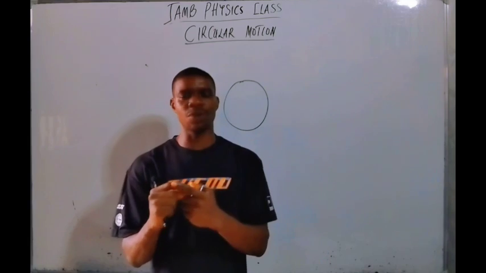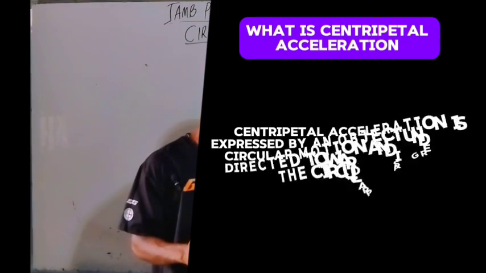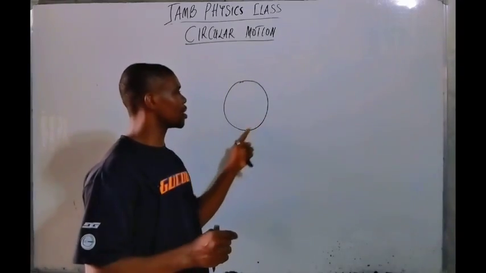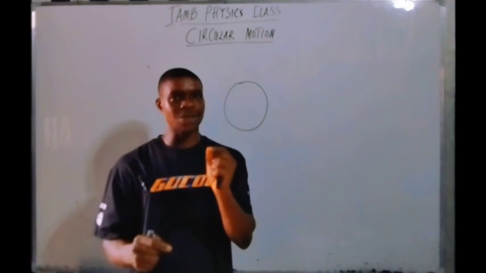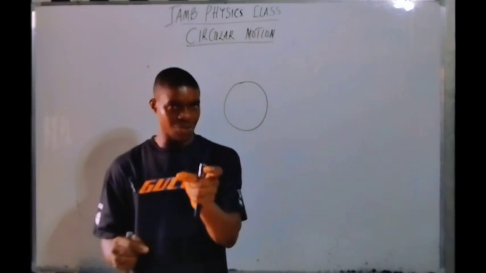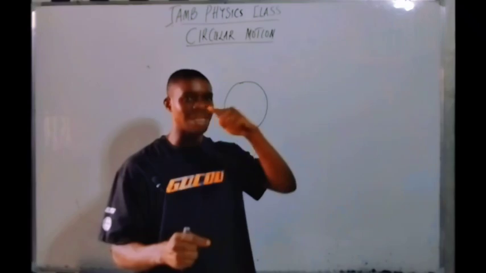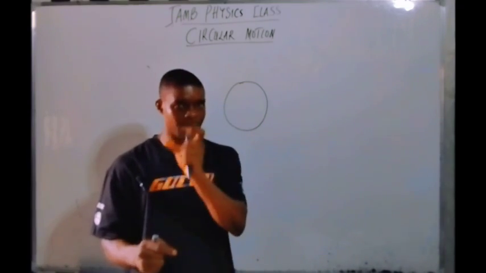The next one to look at is, what is centripetal acceleration? Centripetal acceleration is exhibited by an object undergoing circular motion and is always directed towards the center of the circular path. So any object undergoing circular motion has an acceleration called centripetal acceleration, and it's always directed towards the center of the circular path.